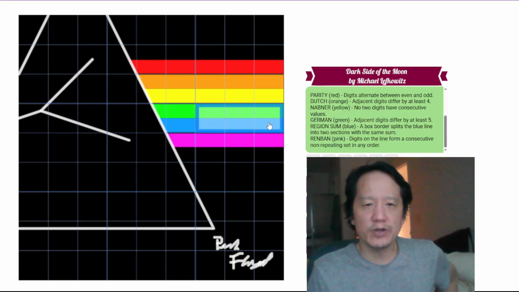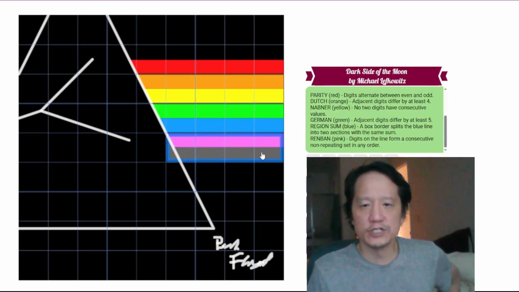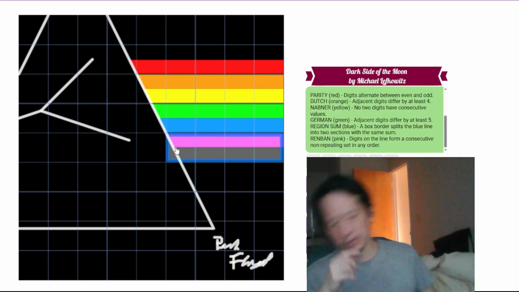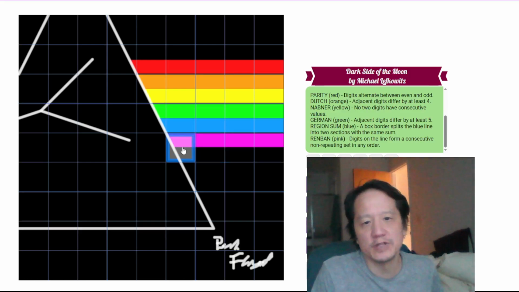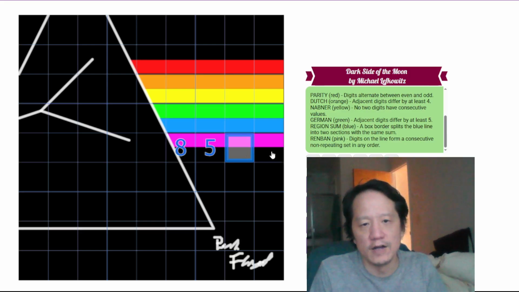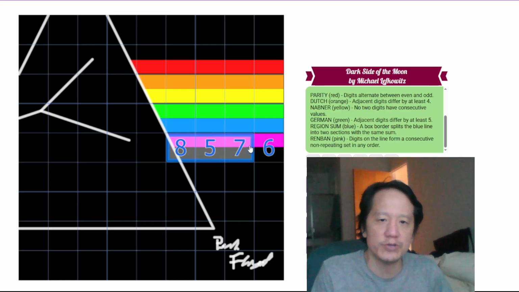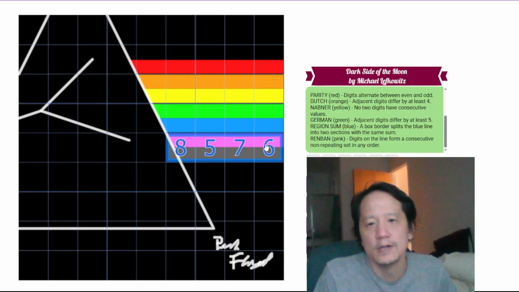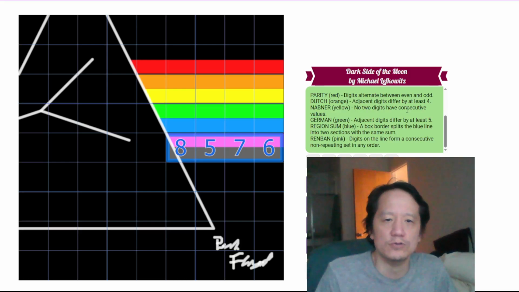And finally, we have Renban, where these 4 digits on the line form a consecutive, non-repeating set in any order. So this could be something like 1 through 4 or 5 through 8. So you could have something like 8, 5, 7, 6, and that would be valid because they are consecutive and they're non-repeating. And those are all the rules. If you'd like to play along, there's going to be a link in the description. And now I'm going to get started.